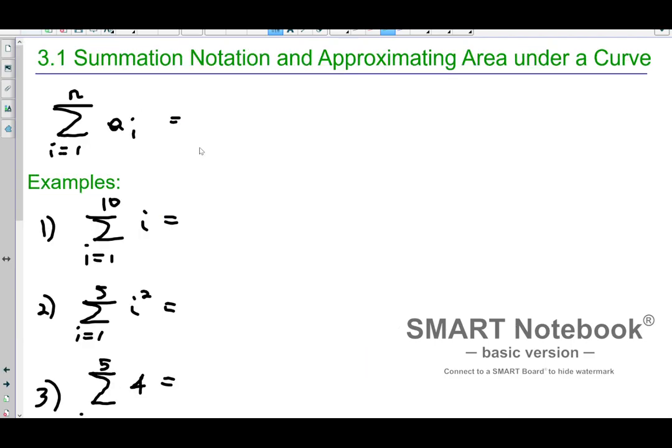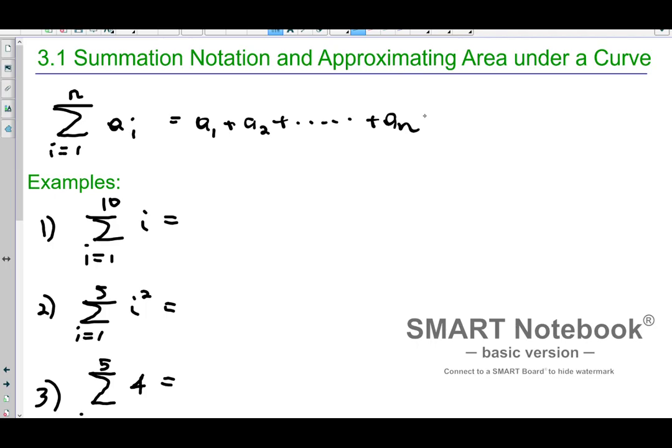First of all, what does it even mean to put summation i from 1 to n of a sub i? I'm assuming you have seen this in another class before, but just a quick refresher. You start with the lower index of 1. You keep incrementing it by 1 until you reach the upper index. And in between expressions, you always put a plus sign. So a sub 1 plus a sub 2 plus a sub 3 all the way to a sub n. So it's a compact way to represent a sum.